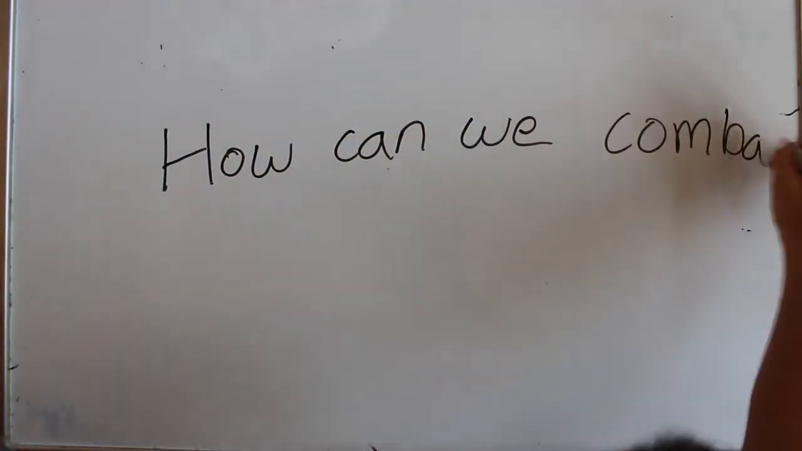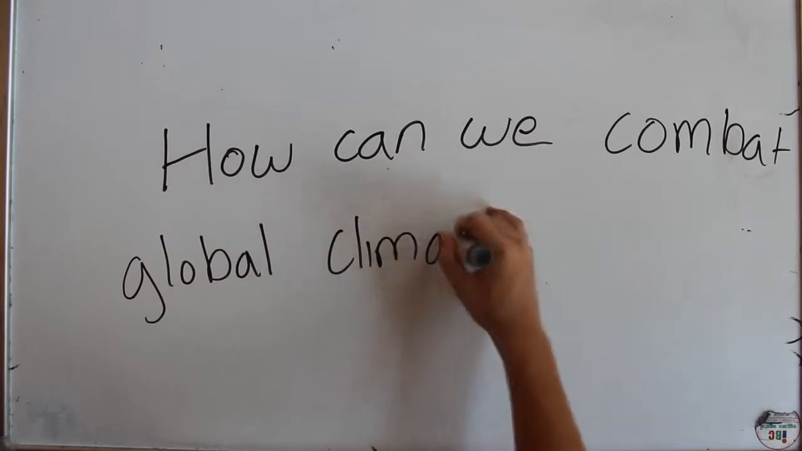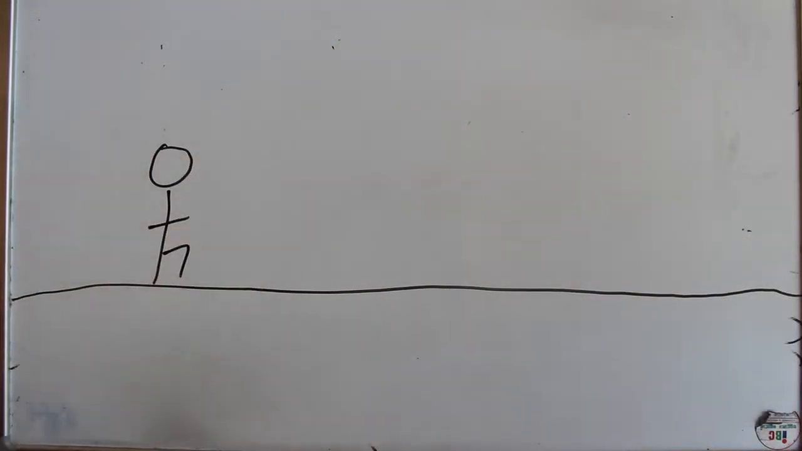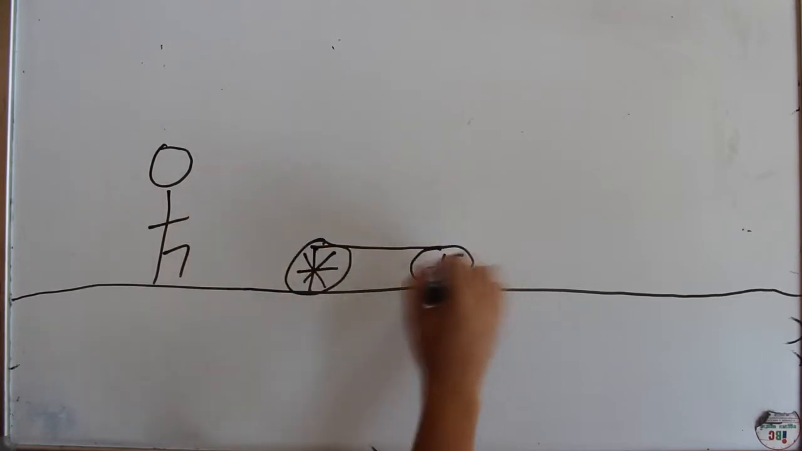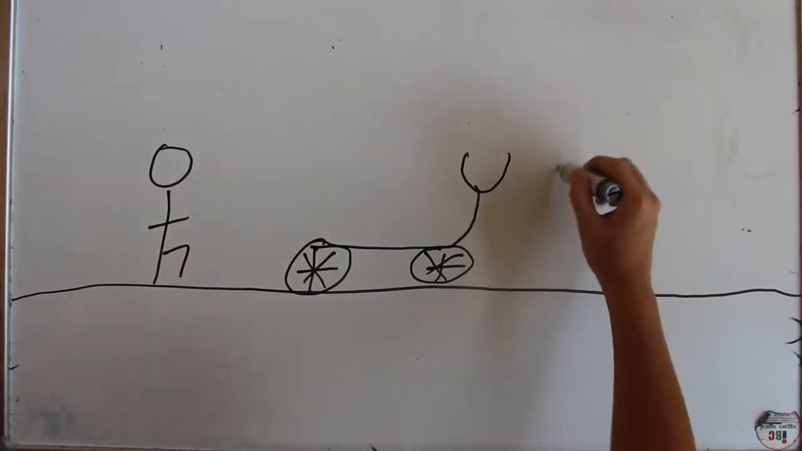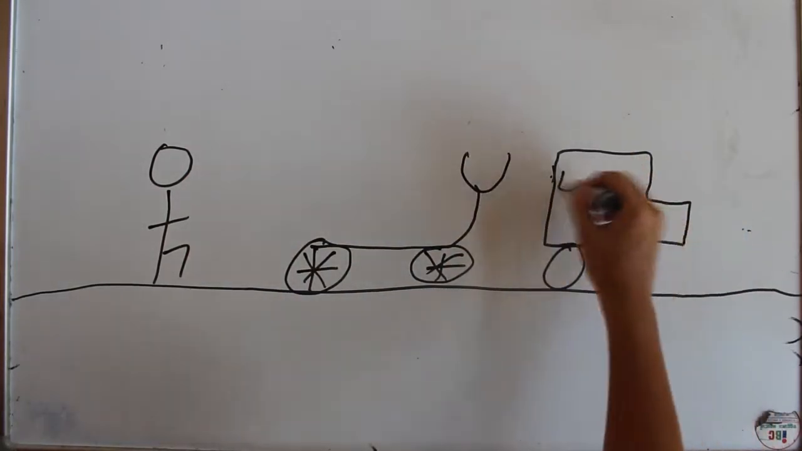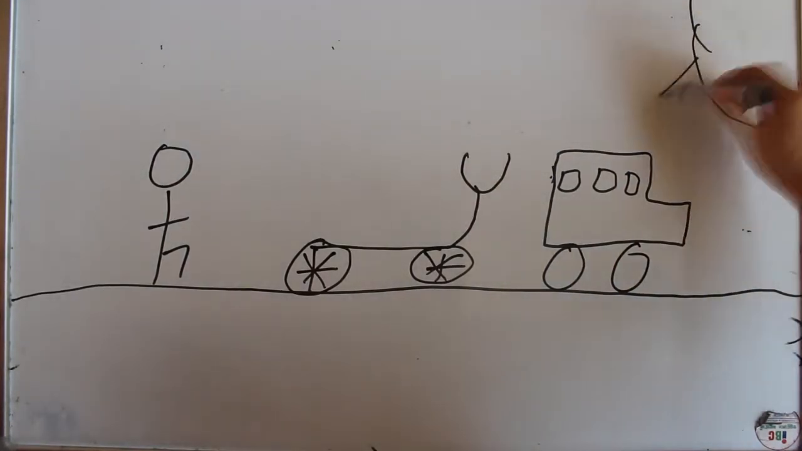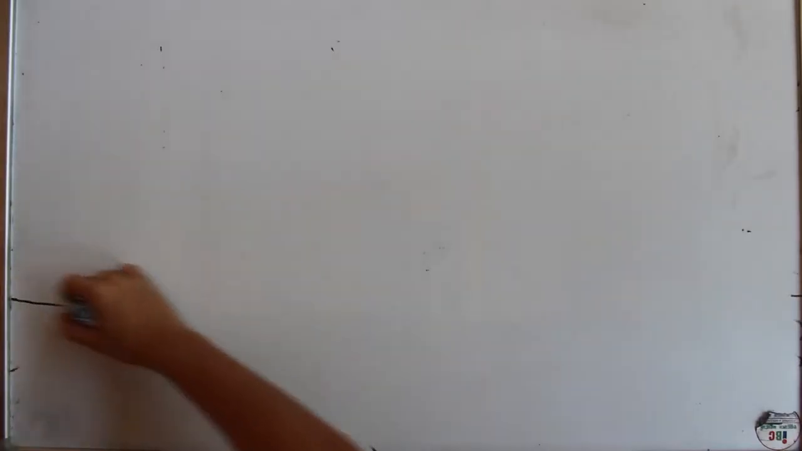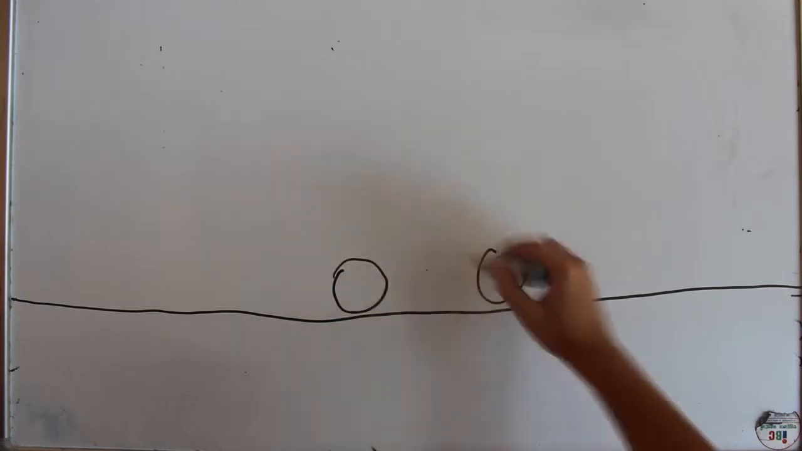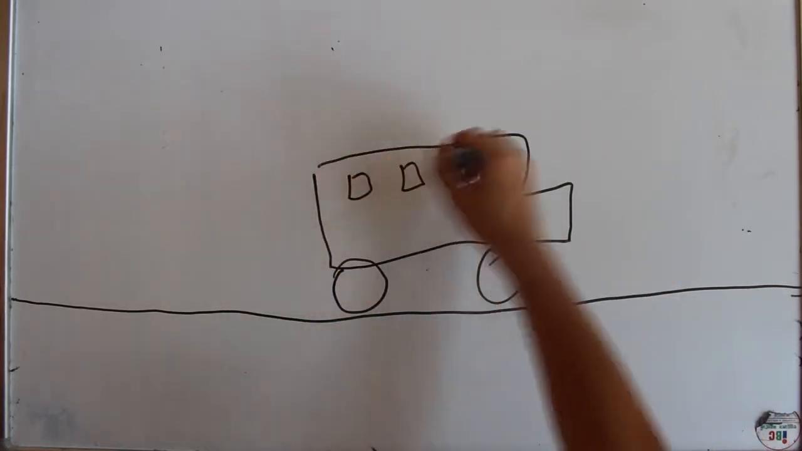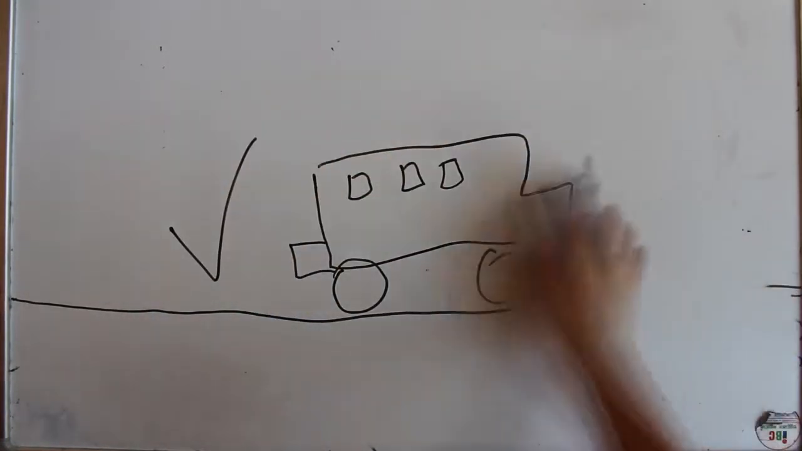So, how can we combat global climate change? As a school, we can reduce greenhouse gas emissions by walking, riding a bike, or riding a bus. Driving our own cars will emit more greenhouse gas. Using newer cars that do not emit a lot of gas into the air will also help reduce greenhouse gas emissions.